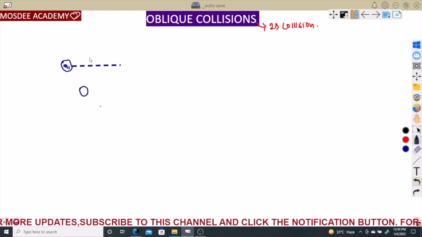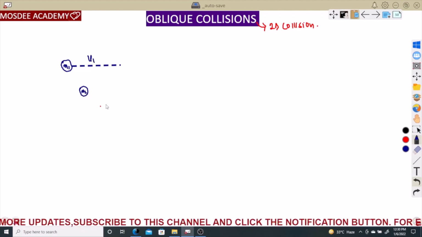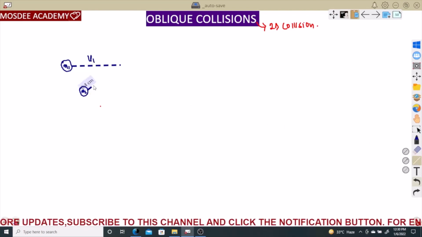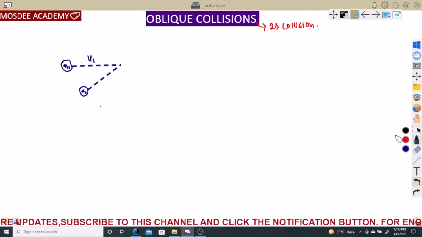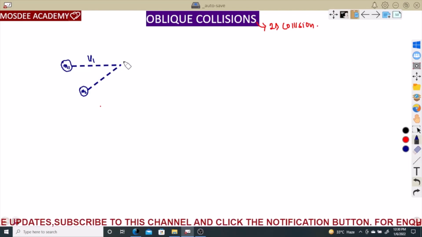So this is moving with an initial speed of u1, then m2 moving with u2. You can see what I'm trying to do. I want them to meet. That's what I'm trying to do. Moving with that speed, they collide with each other here.